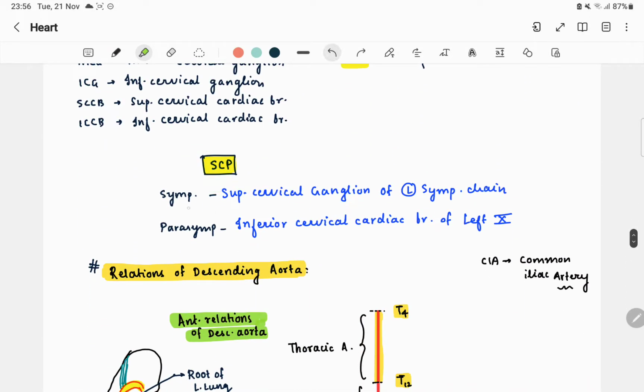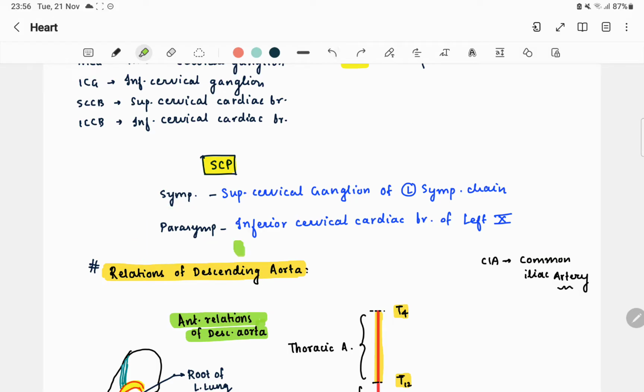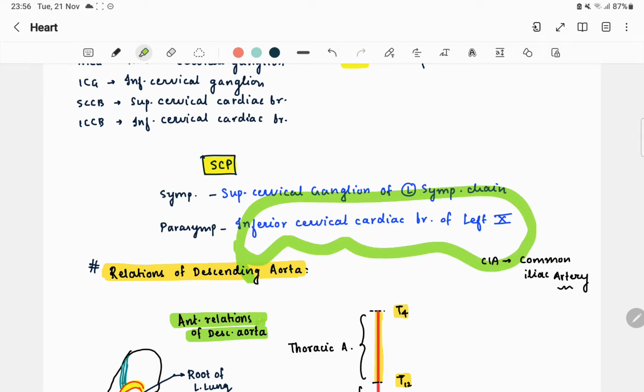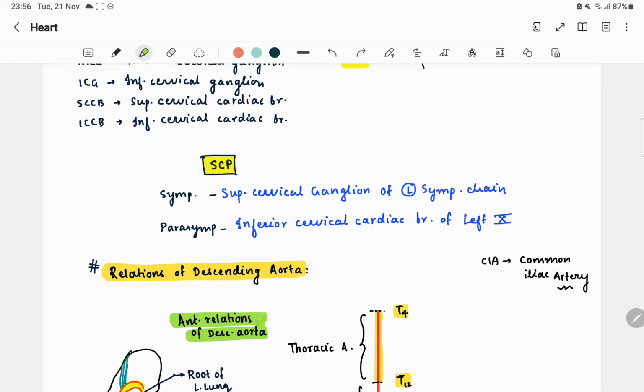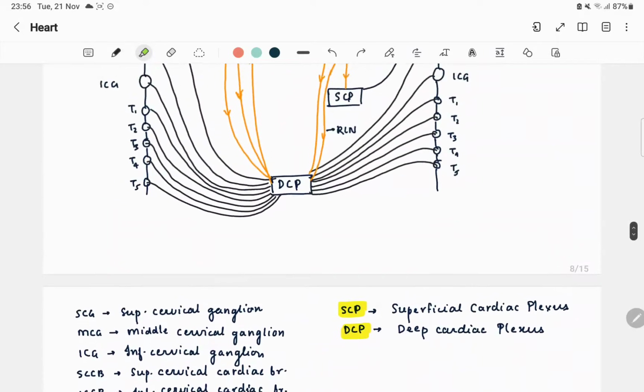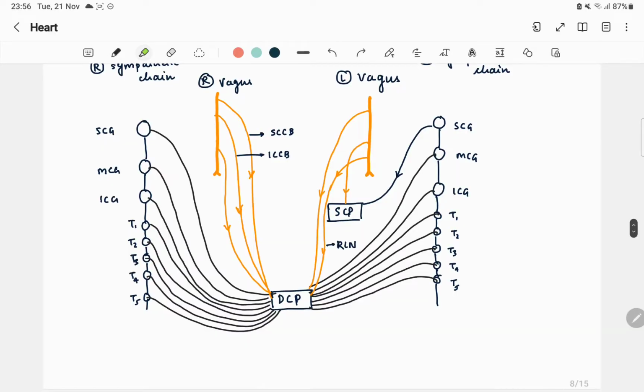So for the SCP, the sympathetic component is the superior cervical ganglion of the left sympathetic chain, and the parasympathetic component is the inferior cervical cardiac branch of your left vagus nerve, the ICCB of your left 10th. Understood? So what are the components of the SCP? You can see here.